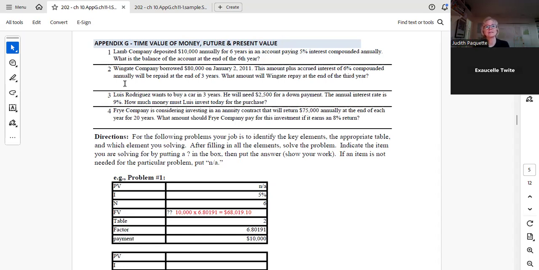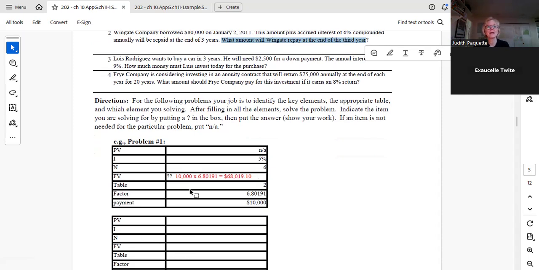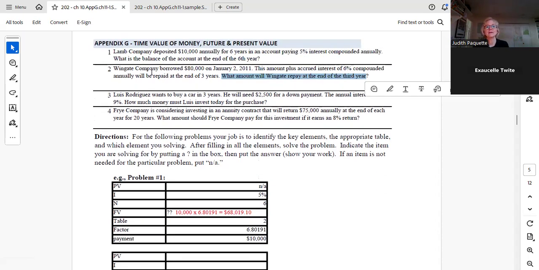So let's look at the second one. This one's future value. That's what we're solving for. I always go to the question first and then I read the question. What amount will Wingate repay at the end of the 3rd year? So again, it's future value. Now future value is our unknown, so that's where we're going to put our question mark. And then, is it a single amount or an annuity? Single amount, just the 80,000 one time. They borrowed that money.